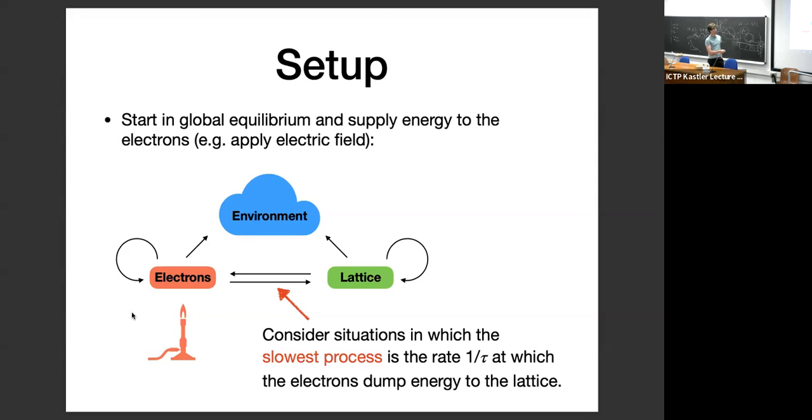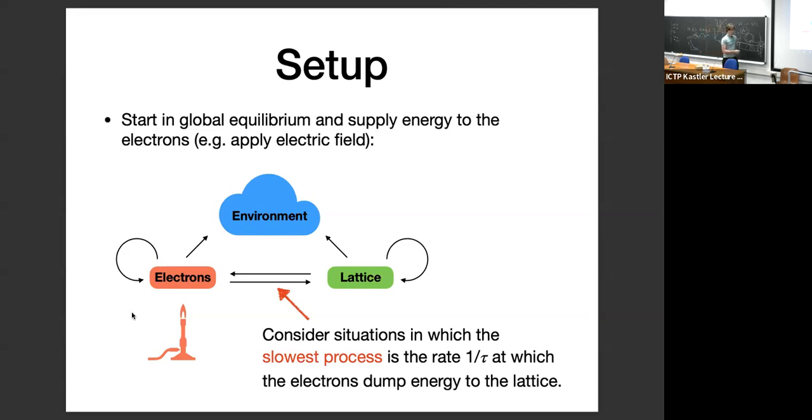Well, there's the environment, the big environment, and then there's sort of the immediate environment, which is the lattice in which the electrons live. So the electrons are coupled to themselves, right? They have electronic interactions. They're coupled to the lattice. They're also coupled to the environment, and the lattice is also coupled to the environment.